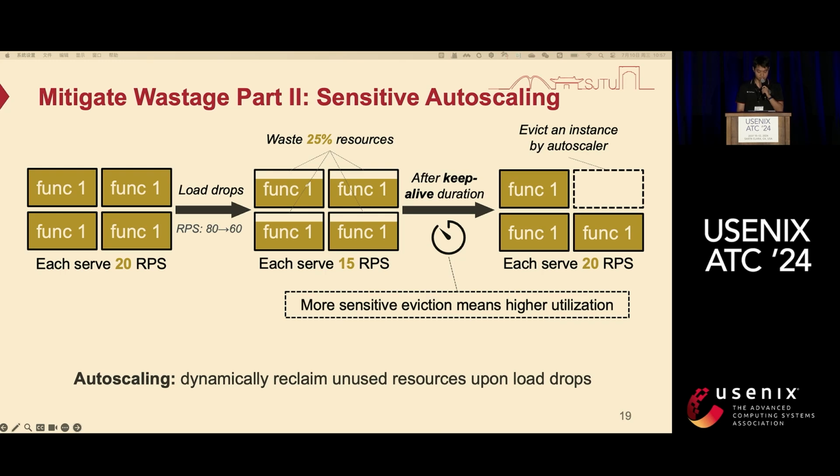To mitigate the second part, the autoscaler can be helpful. For example, when the load drops, the autoscaler would evict an instance after the keep-alive duration, thus mitigating the resource wastage caused by resource underloading. Obviously, if the autoscaler is more sensitive, the idle resources could be reutilized soon after load drops, which means higher resource utilization.